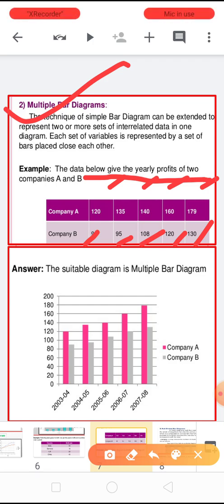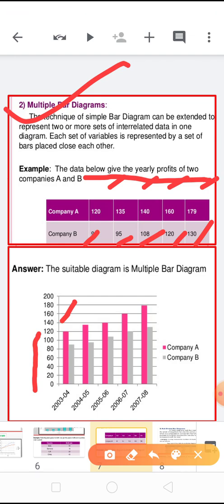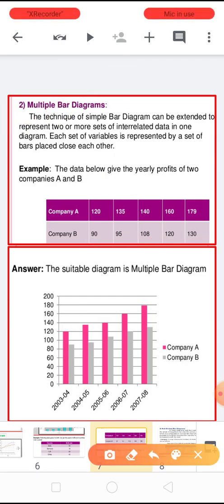So all this data is supplied to you, the profits earned by the two companies in the various years. Like in the year 2003-4, the profit earned by company A is 120. Therefore the graph reaches 120 here for company A, which is represented with this pink color, and the profit of B is represented by this color, and the height of company B's profit reaches 90. So 90 lies here basically. So this is your multiple bar diagram.